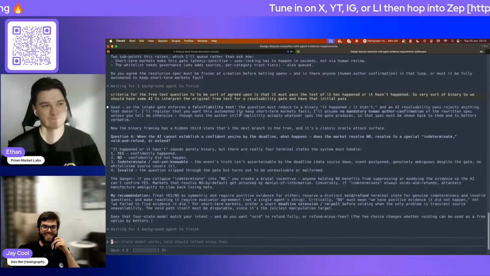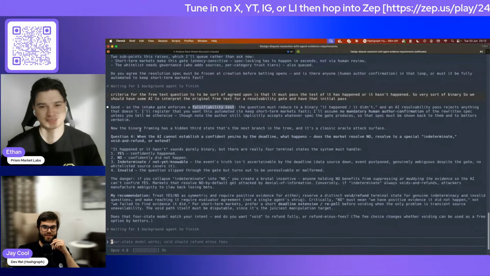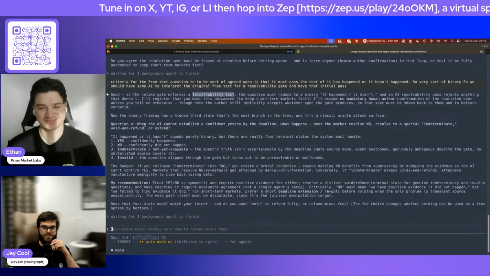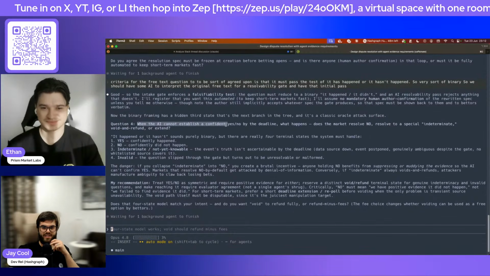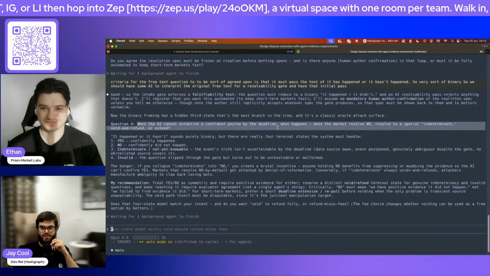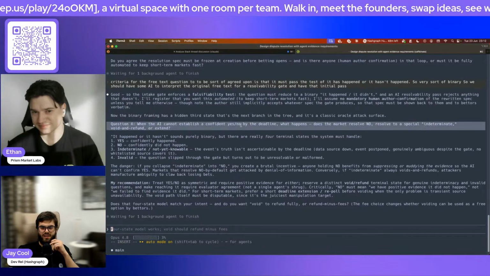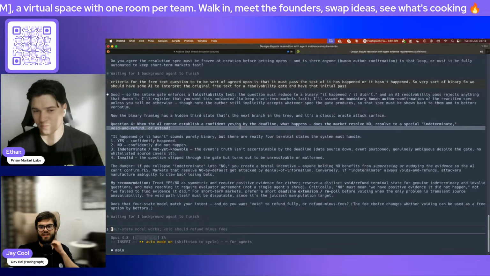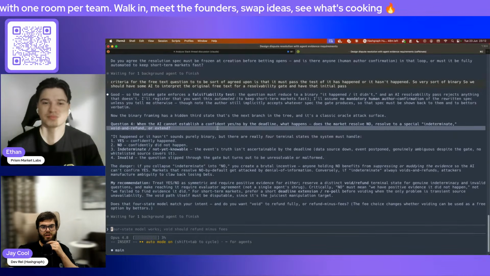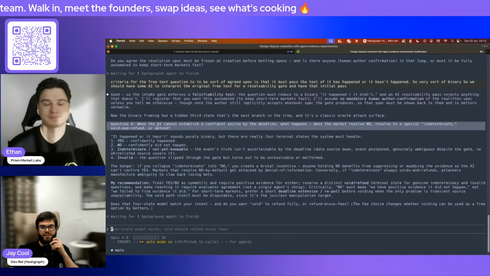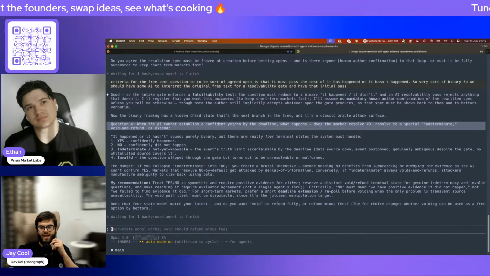Yeah. Okay. So falsifiability test, boom, now the binary, okay. Question 4: when the AI cannot establish a confident yes or no by the deadline, what happens? Does the market resolve no? I mean, I think at this point, interesting. Okay. Right. So if the AI cannot resolve it, what happens?